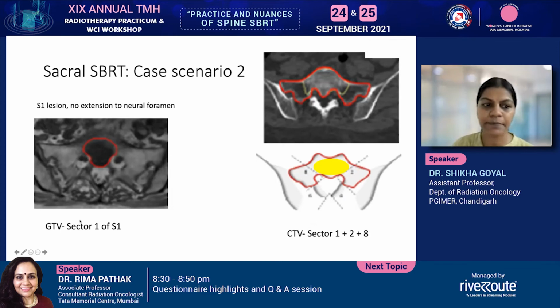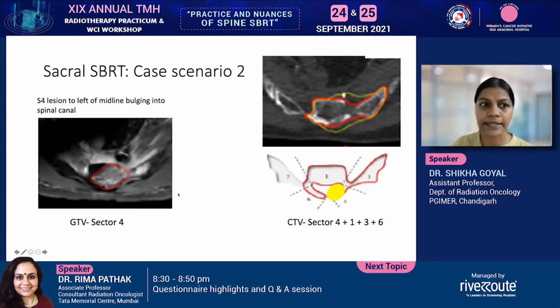In this second example, the disease was involving only sector 1 of S1 vertebrae. There was no extension to neural foramen. So we extend our CTV only to 1 sector on adjacent side, which is sector 2 and sector 8. In this situation, this is an S4 lesion to the left of midline bulging into the spinal canal involving sector 4. So here we take the adjacent sectors, which are sector 3, sector 1, and sector 6 as part of our CTV.